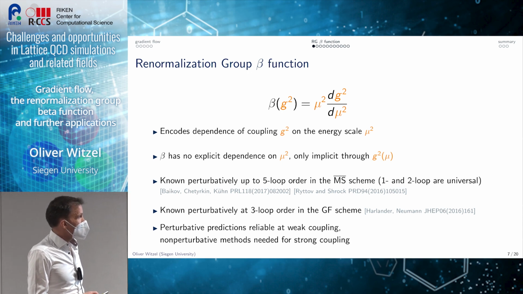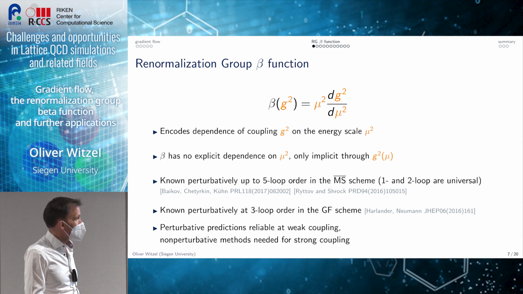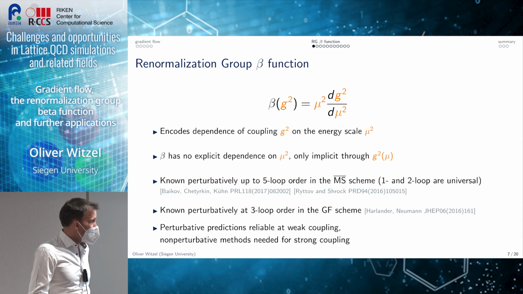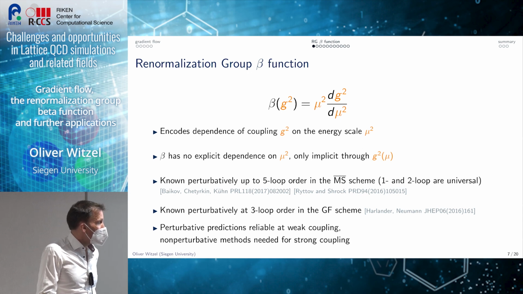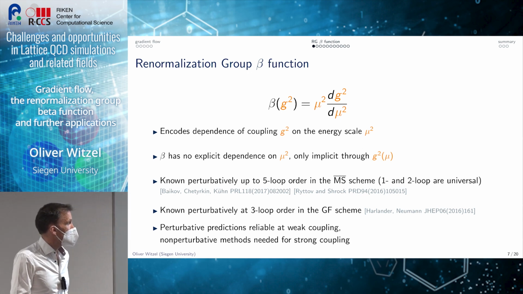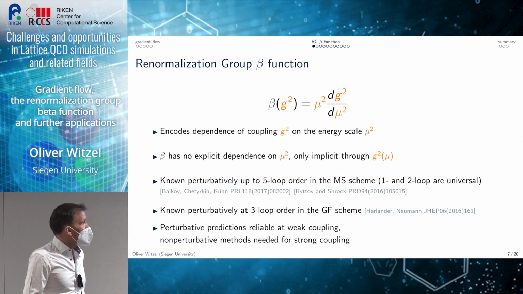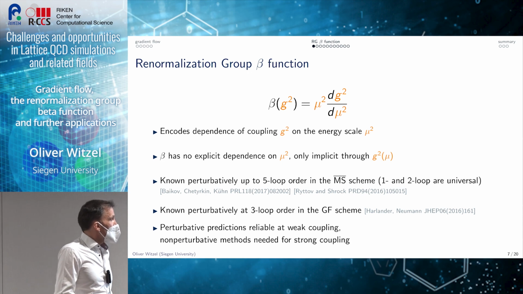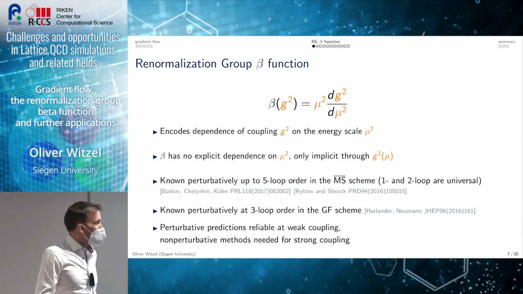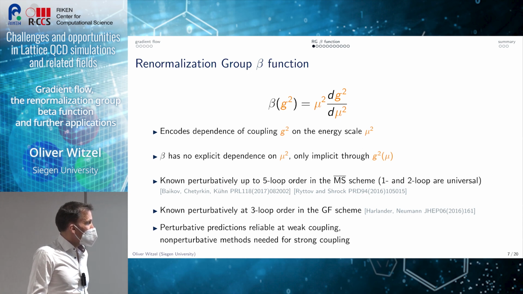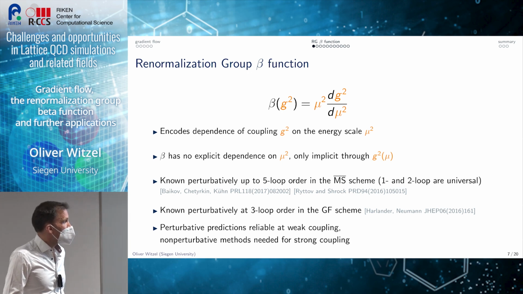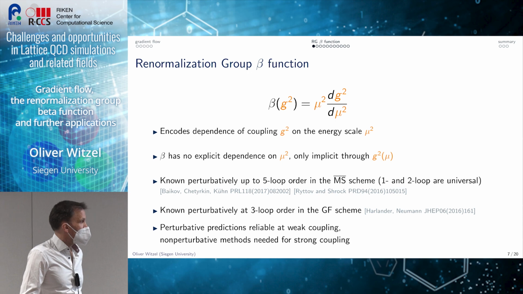And so people have been calculating this quantity, and in the MS-bar scheme even up to 5 loop orders are known. I should say that 1 and 2 loop are universal, and then you are scheme dependent in how you calculate the beta function. We are working in the gradient flow scheme, and Robert Harlander and Tobias Neumann on the perturbative side calculated the RG beta function at 3 loop in the gradient flow scheme, and I will show some interesting comparisons later on.